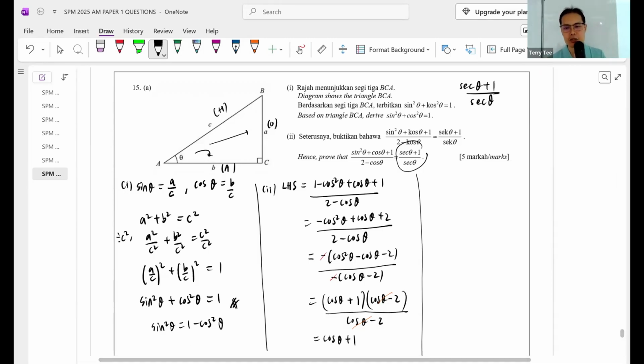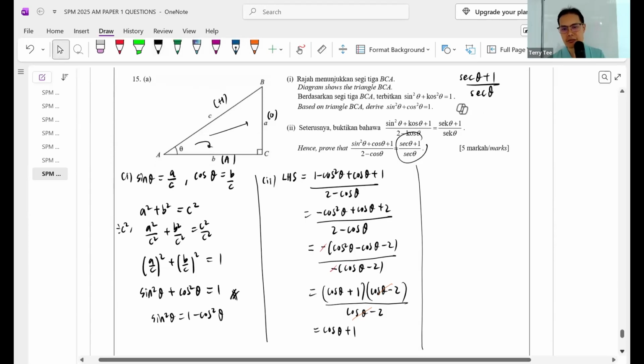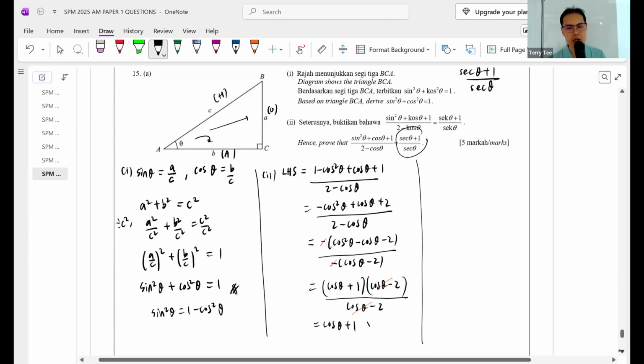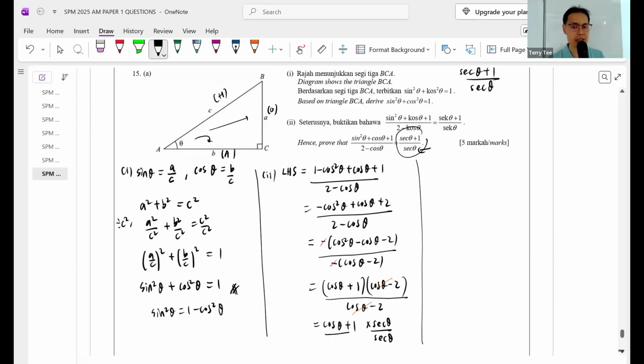Anyone? We can multiply top and bottom with secant. You see, because I need to get a secant. I need a secant here. Denominator has a secant. This one I have no denominator. So I just multiply top and bottom with secant. Okay, now, secant times cos. Let me do one by one. What is secant? Secant is 1 over cos, right? Okay, let me write cos theta secant theta. Plus, basically, I multiply this inside one by one.